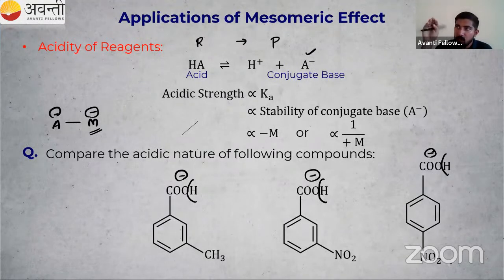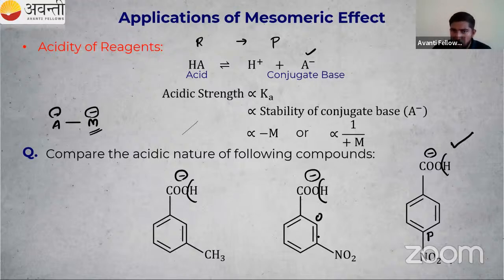Then we have to check the stability of the conjugate base. If the negative charge is less, stability is more. If a minus M group is present, then stability is high. Why? It is taking electron, so it will reduce the negative charge, and stability increases. What about this group? The NO2 group is present at the para position. It will show a minus M effect, so the NO2 group will take the electron. The negative charge on our conjugate base will decrease. So which one is more stable? This one is more stable.